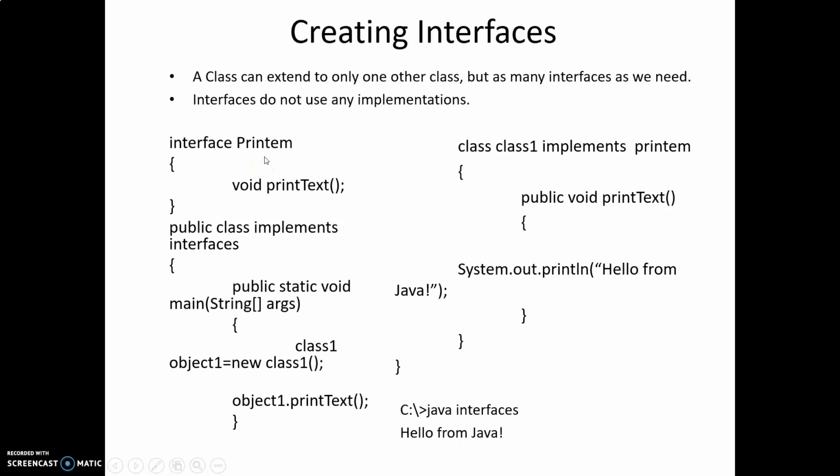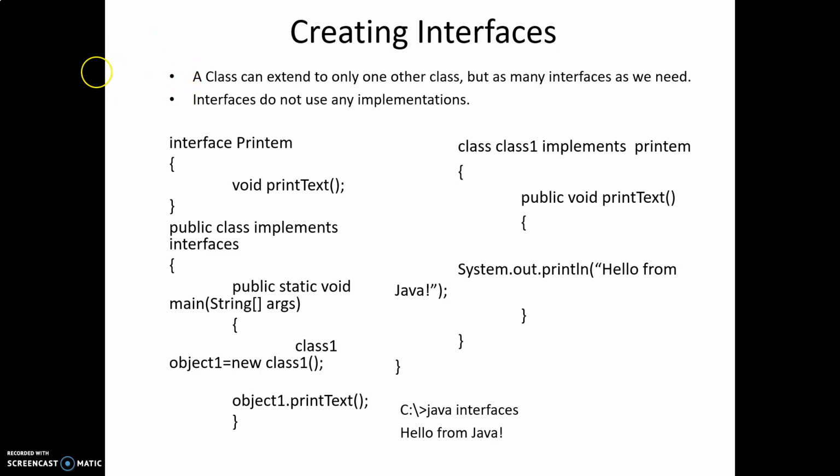Similarly, when we want to create interfaces, we make use of the keyword interface. A class can extend only one class. As we know, Java doesn't support multiple inheritance, so for that reason we simulate multiple inheritance in Java programs by making use of interfaces.